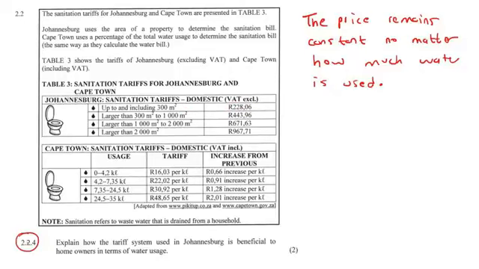Whereas in Cape Town, if you use 0, then you're going to pay 0, because it says here 16.03 Rand per kiloliter. But if you don't use anything, then you don't pay for anything. You see, so I guess there are positives and negatives for both scenarios.